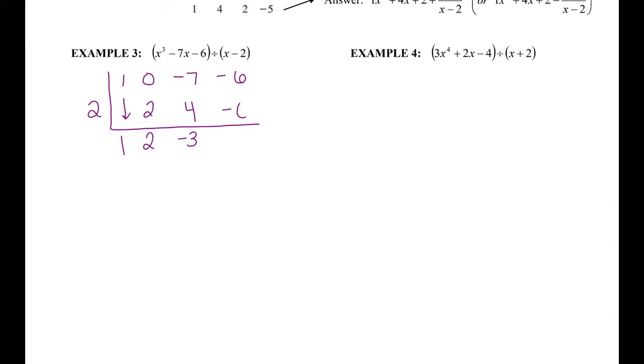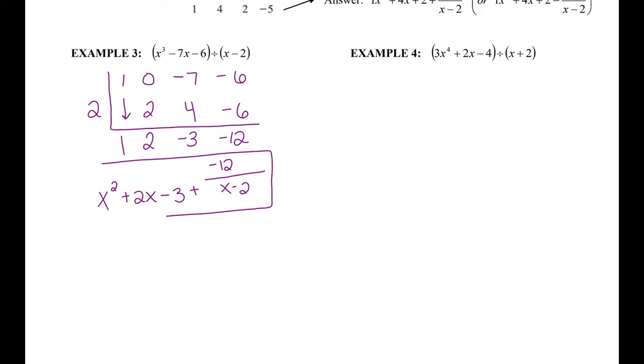multiply and add. Because my original problem started with a degree of 3, my answer is going to start with a degree of 2. So I get 1x squared plus 2x minus 3 plus my remainder, which is negative 12, over the divisor, which is x minus 2. And that gives us our final answer.